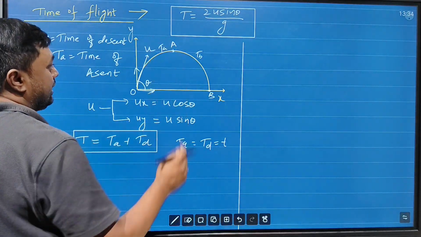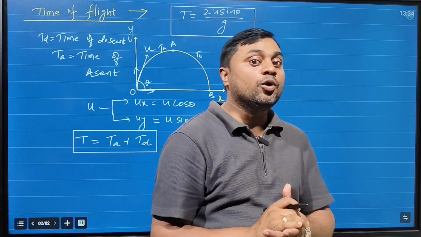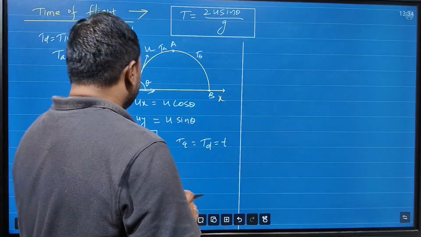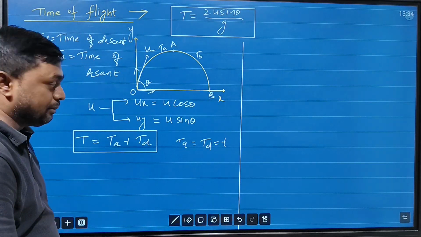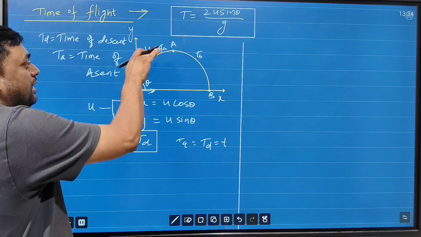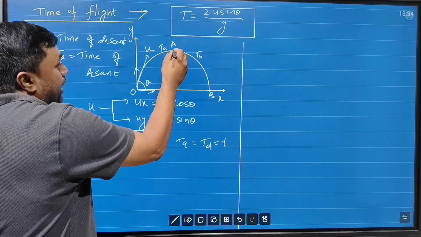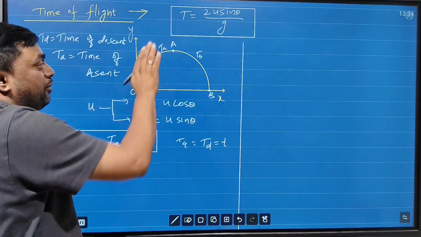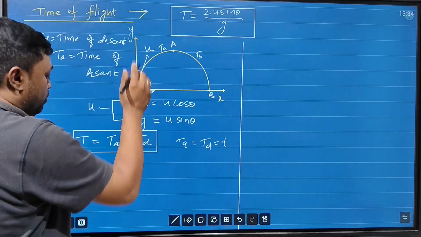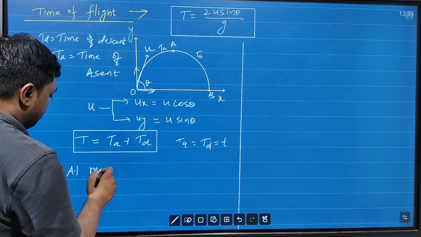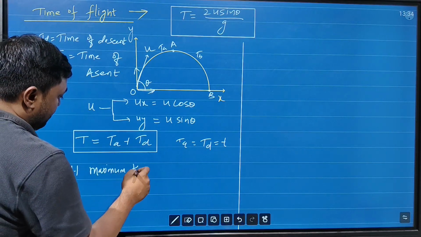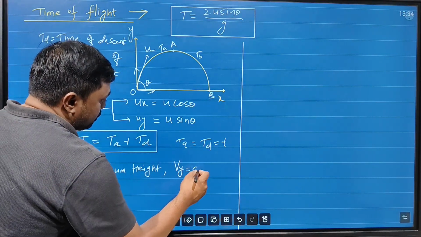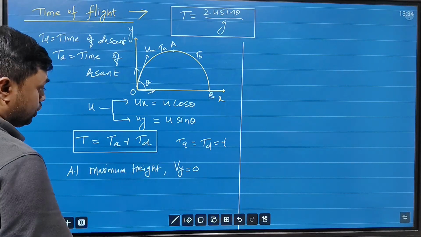Now see, at the maximum height, what happens? The vertical component of velocity becomes 0. Do you agree with me? Why? Because once you kick a football at some angle, it is moving like this, yes or no? At this point, it has stopped going higher, because the vertical component of the velocity becomes 0. So at maximum height, the vertical component Vy is equal to 0. Am I clear?